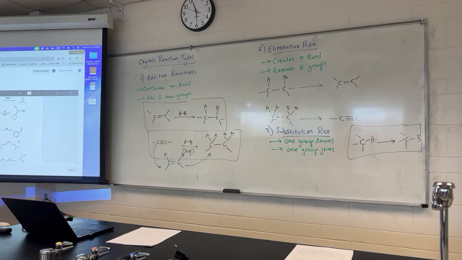How is the pi bond involved? Are we consuming a pi bond or are we creating a pi bond? Oh, okay. Addition. I've added a Br on one side of the pi bond. That makes sense. How about this one? Yep, this was elimination. And this one? This one's addition. Good. I think I got it.